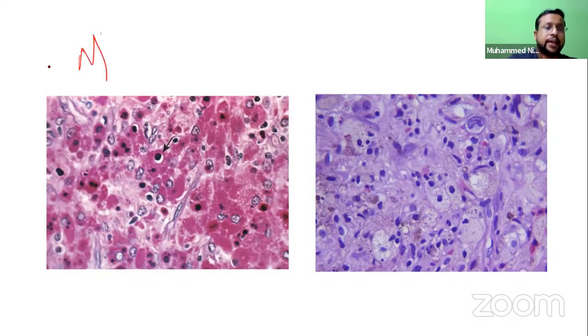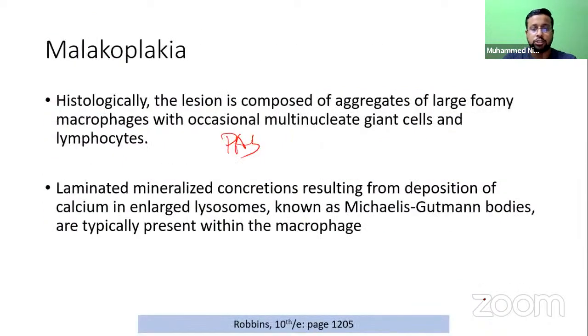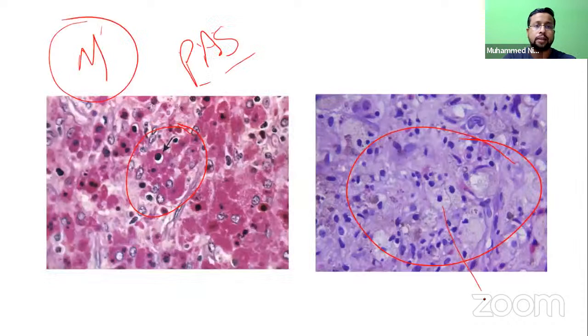So this is an image of malakoplakia. As you can see, the stain is PAS, and it is positive in malakoplakia. On the other hand, on this side, it is xanthogranulomatous pyelonephritis. You can see foamy macrophages, which are PAS negative. So the answer here will be malakoplakia. The other options I'm not very sure of. Xanthogranulomatous pyelonephritis and malakoplakia were there, and the answer is malakoplakia.